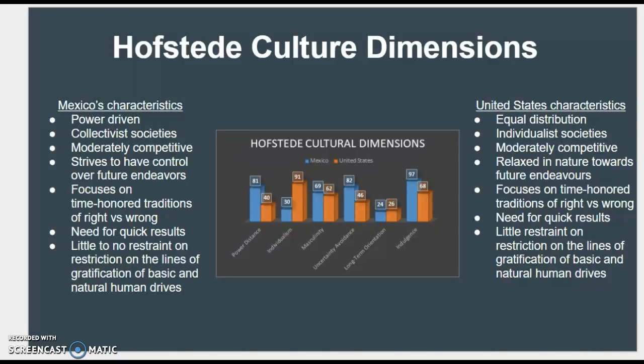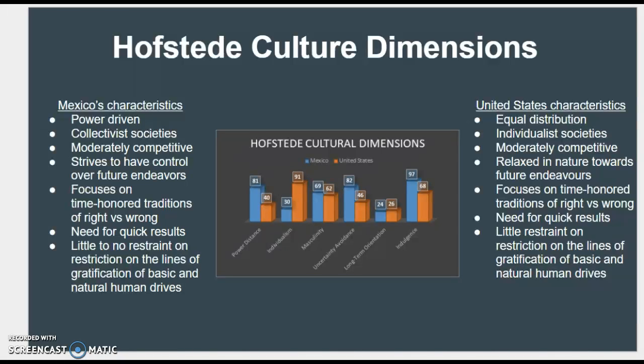The last section shows Mexico at a high level of indulgence, showing that they love life and have little to no restraint in suppressed gratification from a social standpoint. The U.S. shows a little more restraint in this area, but is still classified as having little restraint with gratification.